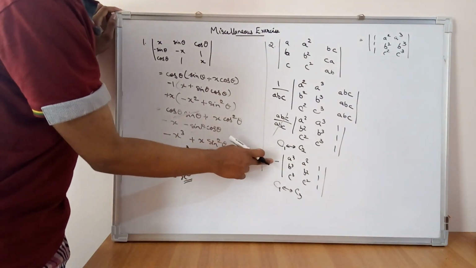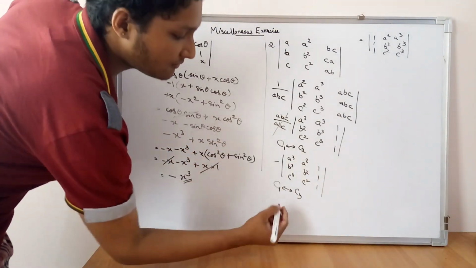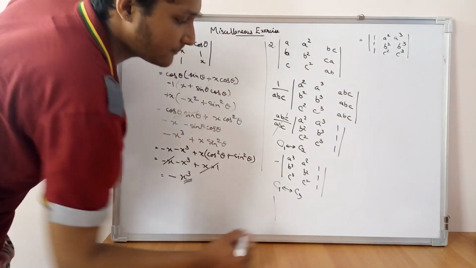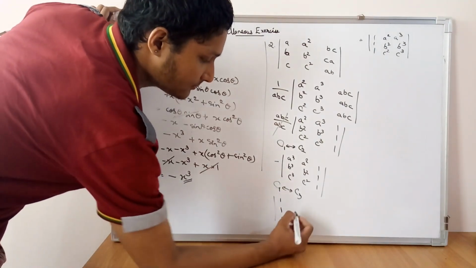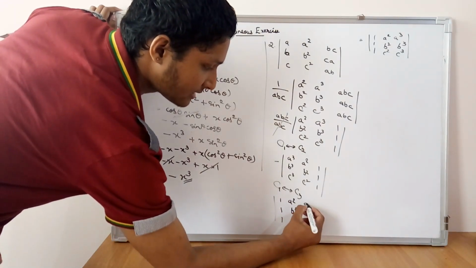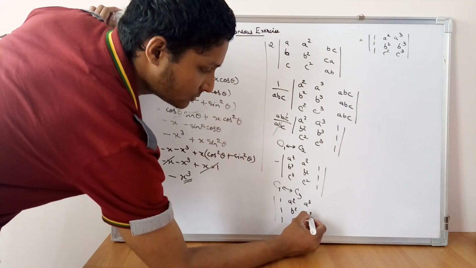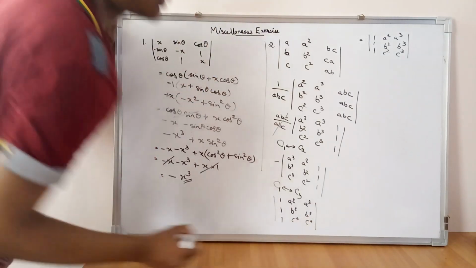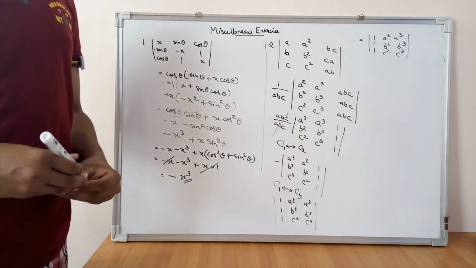One minus sign was already there, so I can cancel that off and write only one positive thing. That becomes 1, 1, 1, a square, b square, c square, a cube, b cube, c cube. That's all about this second question.